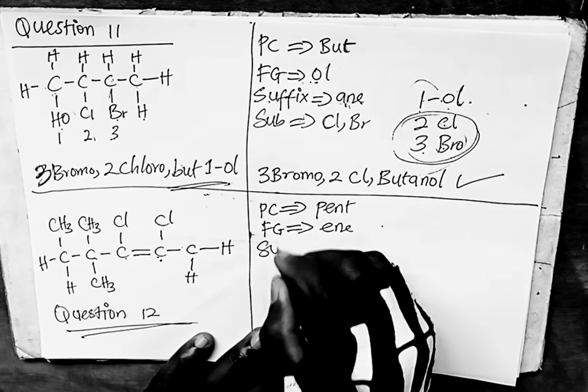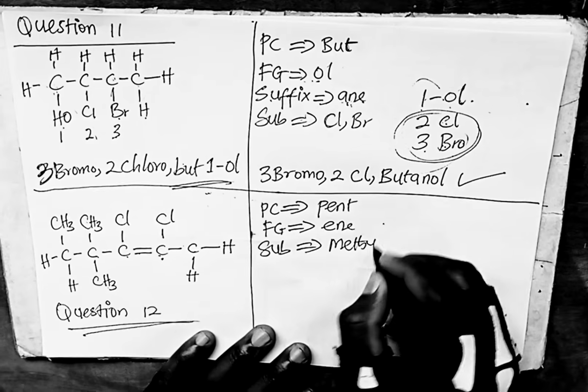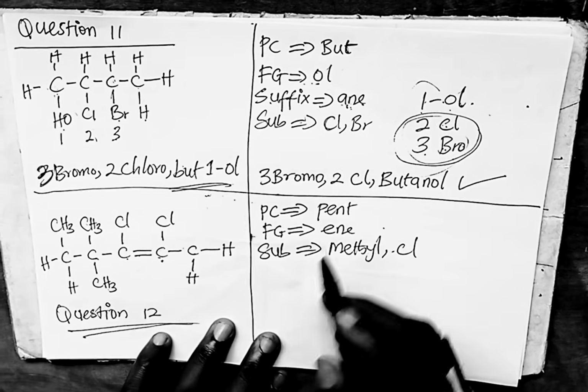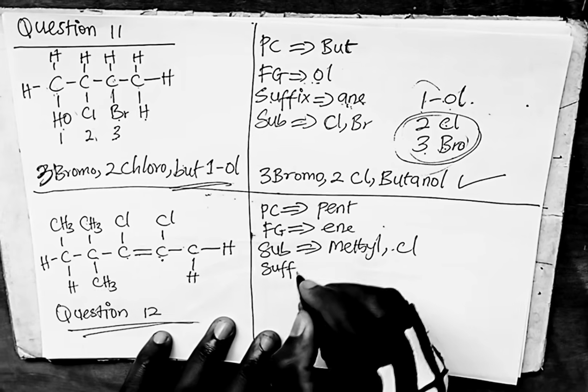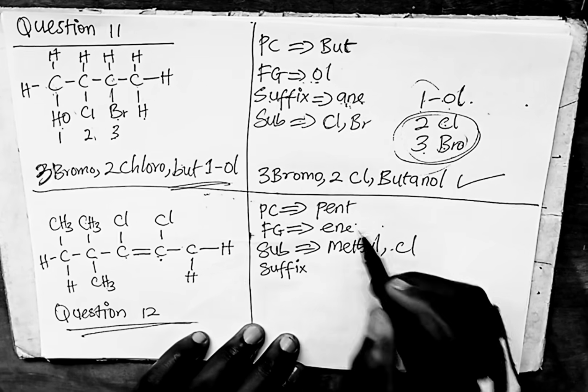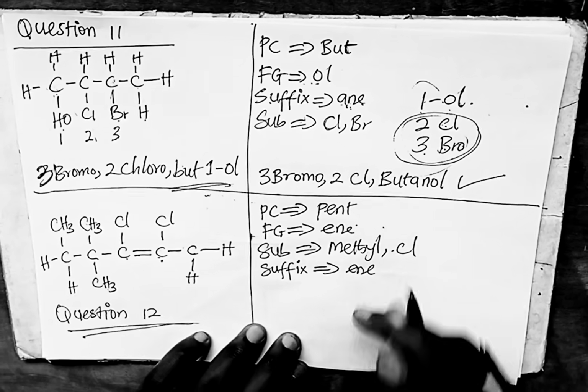So we are going to write our substituents. We have methyl, and we have chloro. Do we have anything else? Yes, the suffix. What's going to make up our suffix? Our functional group, the double bond, is what's going to make up our suffix. ENE. That's what makes up our suffix.